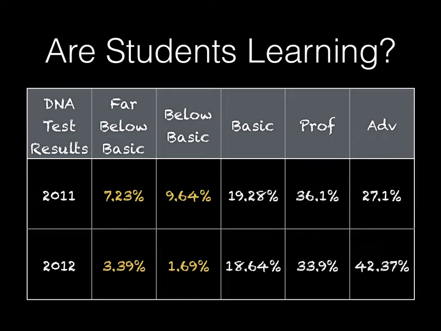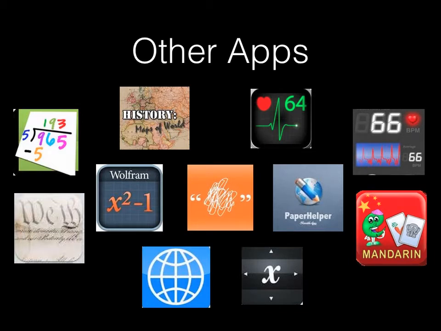Here's one test set of data that shows that jump in the advanced from 27% to 42%. And those students are being pulled up from far below basic, and basic. And that's a really exciting trend that we're seeing over and over within our lessons. There are so many apps out there. Sometimes the hardest thing is deciding which ones are the most relevant. And I think the broad spectrum apps, the Office Suite apps, are incredible in their application across any subject.